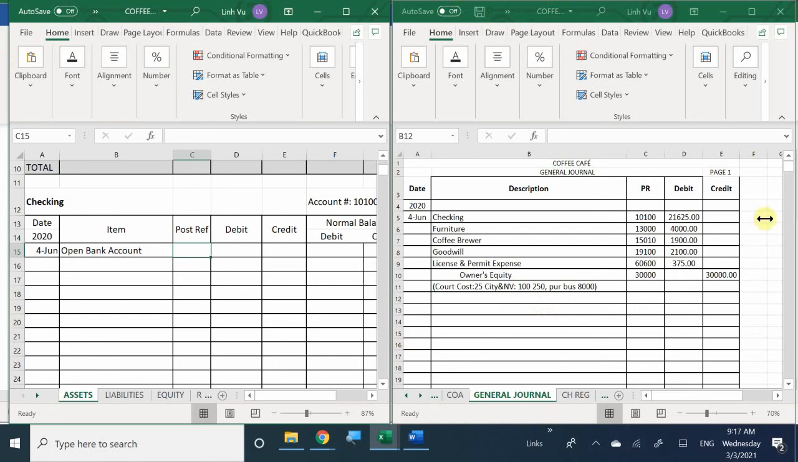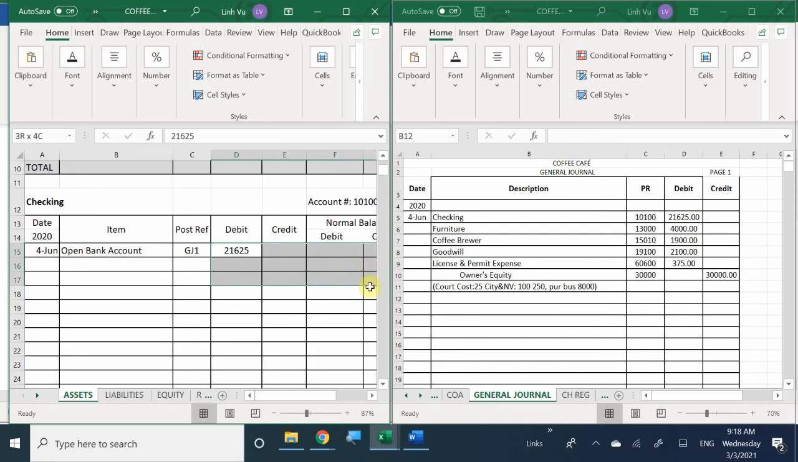If you look at your journal carefully, at the very top it says Coffee Cafe General Journal, page number 1. So my transaction happened on page number 1, which means my post reference is General Journal 1. And did I debit my account or credit my account? In this case, I debited my account. So you're taking the information that you journalized in your journal and transferring it right over into your ledger. Since I debited my account, I'm also going to debit my account here for 21,625. This one you do have to format.